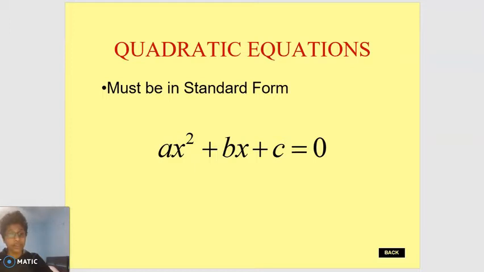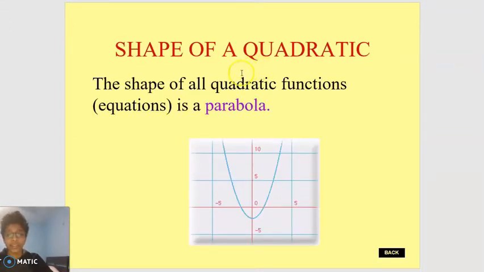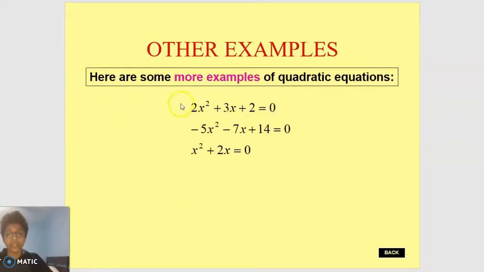So let's take a look at the shape of a quadratic function, and it is a parabola. That means it goes down and then comes back up. So here are some more examples of quadratic equations. We have 2x squared plus 3x plus 2 equals 0. So a is 2, b is 3, and c is 2.